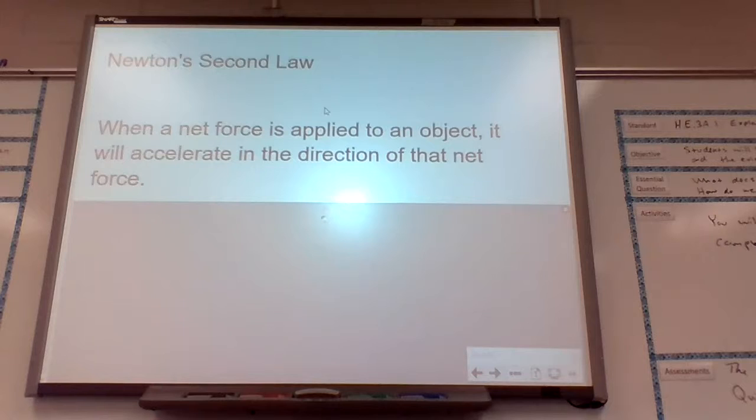When there is no net force, there is no acceleration. The object at rest will stay at rest. The object in motion will have a constant velocity. It will move in a straight line at a constant speed. The second law is telling us when you do have a net force, that object will accelerate. And it will accelerate in the direction of that net force. The second law is sometimes called the law of acceleration because that's what it's all about.